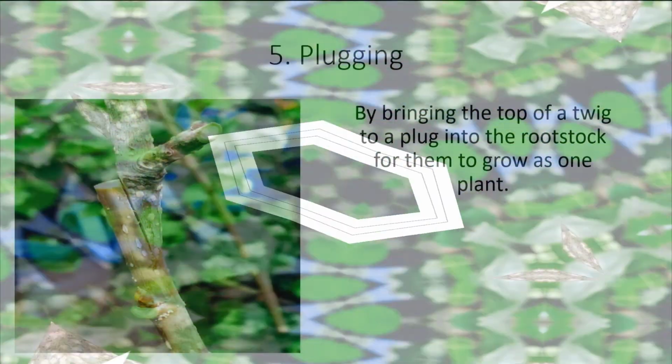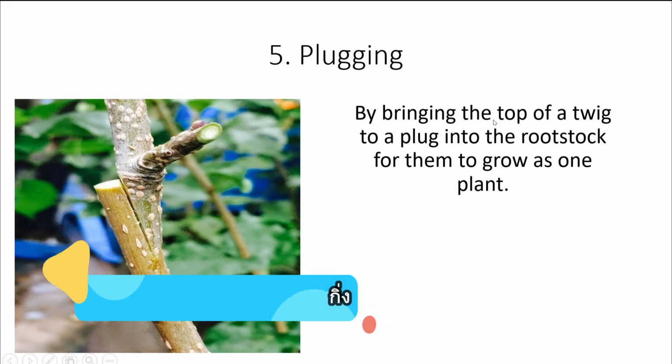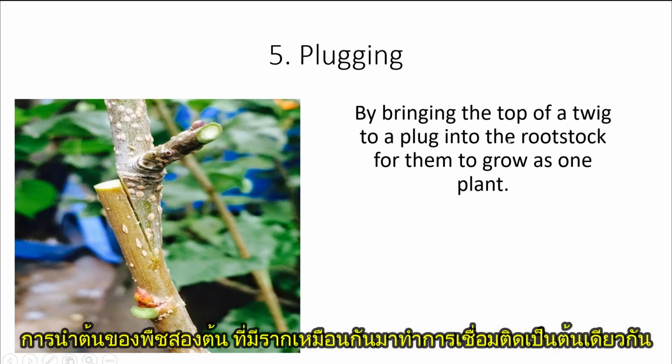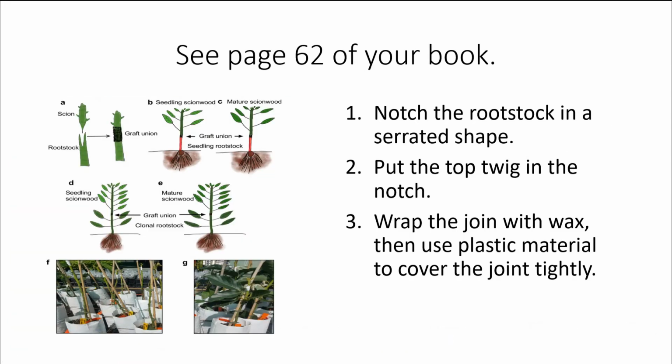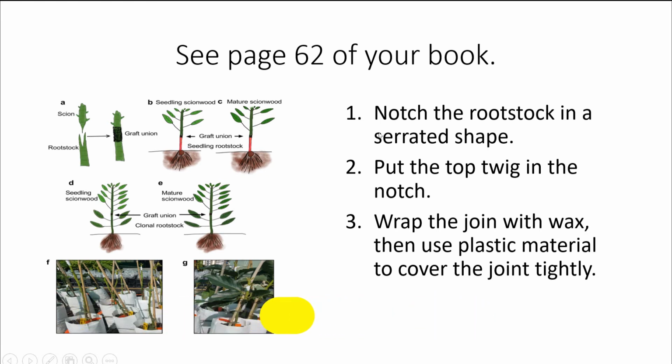Next one here we have plugging. Plugging: bringing the top of a twig to plug into the rootstock for them to grow as one plant. This is plugging. This is how you do it. You can see this on page 62 of your book. Notch the rootstock in a serrated shape.